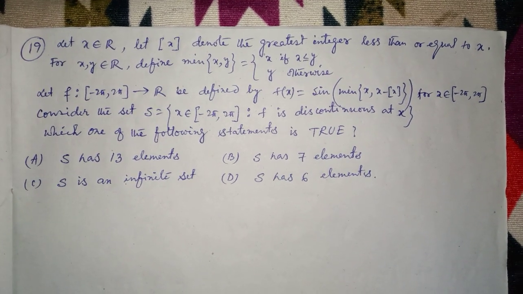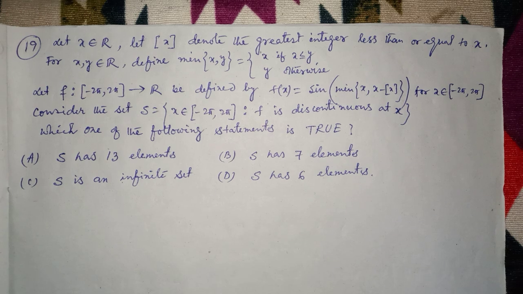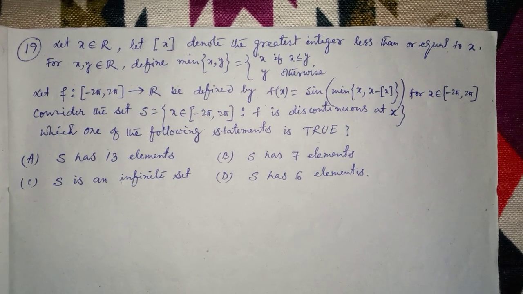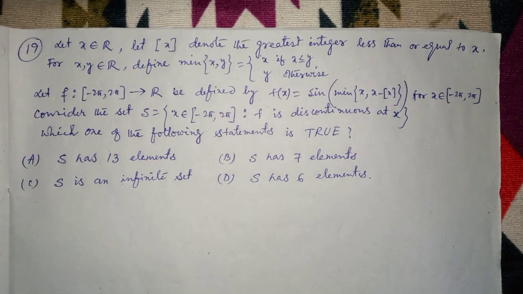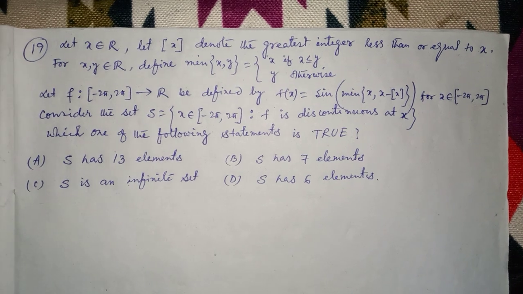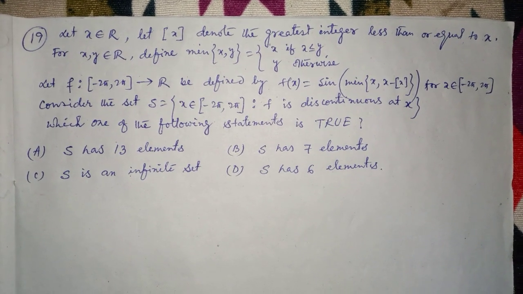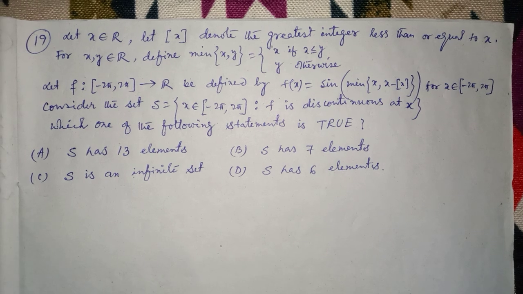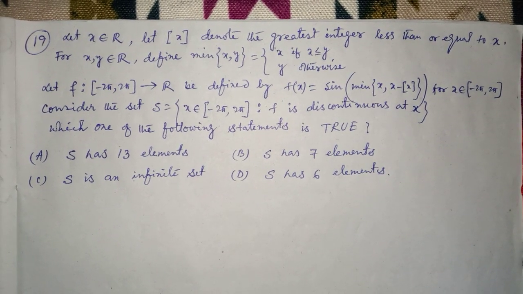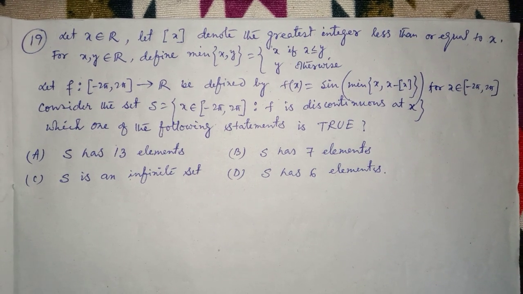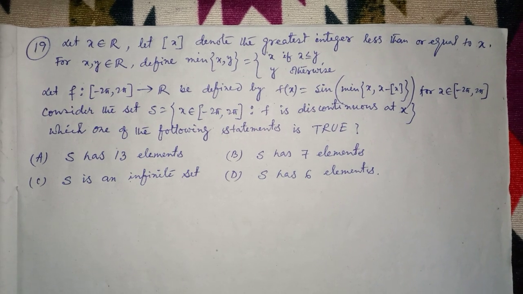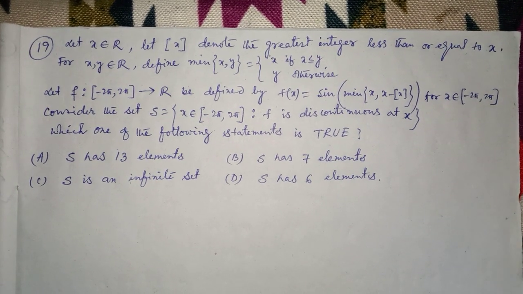Consider the set S equal to x belongs to closed interval minus 2 pi comma 2 pi such that f is discontinuous at x. Which one of the following statements is true? There are four options. Option A, S has 13 elements. Option B, S has 7 elements. Option C, S is an infinite set, and option D, S has 6 elements. So let us try to solve this problem.